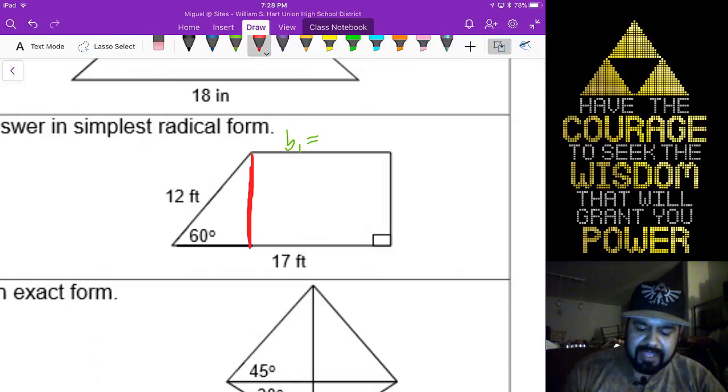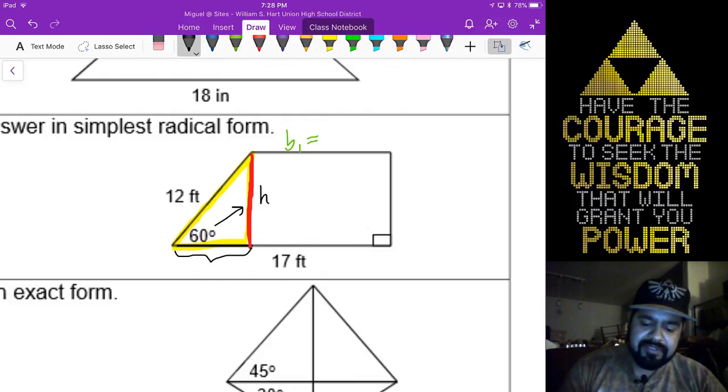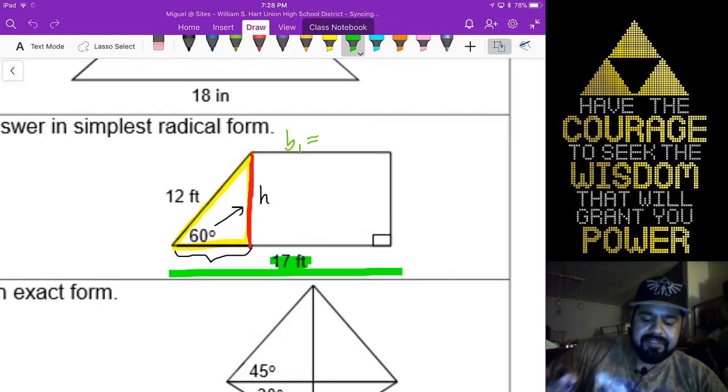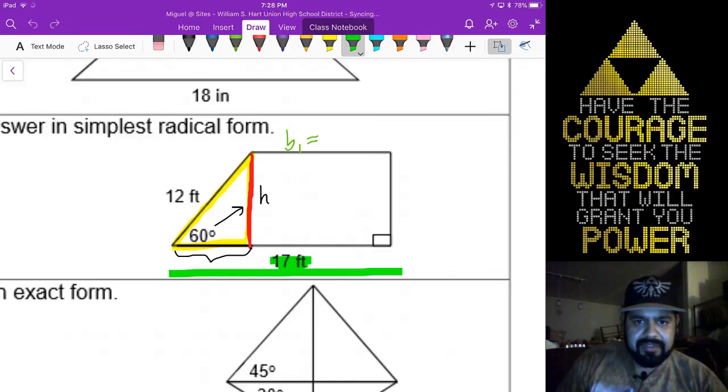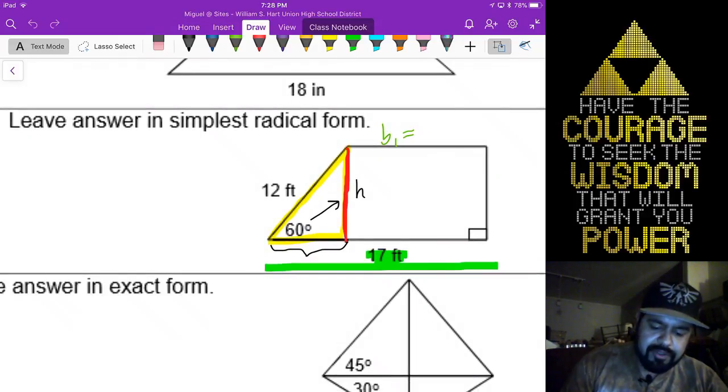By drawing in my height right here, we create for ourselves our special right triangle. The 60 degrees is pointing to the long leg, which is our height. This little section here is our short leg. The key thing to be careful with is that 17 represents the entire length, so you don't want to say 17 plus this side and then some other stuff. We don't want to get confused there. So let's solve for our short leg first.